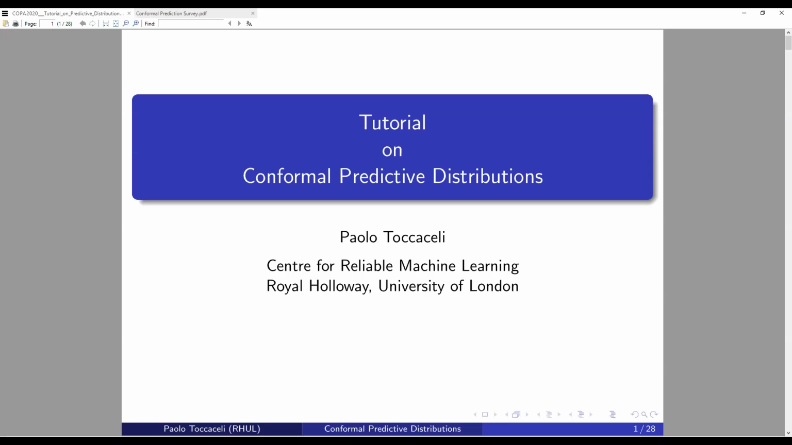Without much ado, I would like to introduce Paola Toccaceli, who is a researcher in the Centre for Reliable Machine Learning at Royal Holloway. Paola has been successfully applying conformal and probabilistic techniques to complex real-world problems, including in the domain of chemoinformatics, and we saw he also has kindly shared for the community some libraries, including on Venn-Abers predictors and things like this. So very much looking forward to hearing this talk. This is a new talk as well, and over to you, Paola.